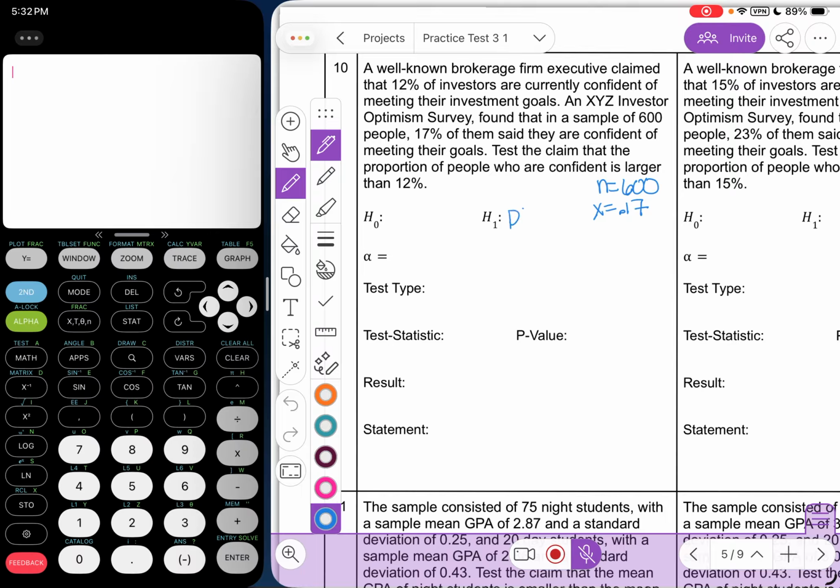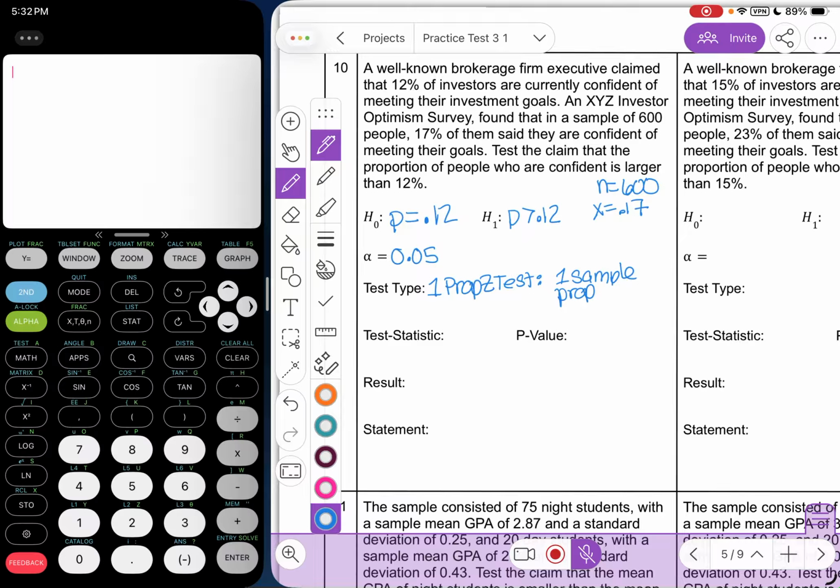So if we're trying to test that a proportion is larger than 12%, we're dealing with one sample and it's a proportion. So we're going to do a 1 prop Z test because we have one sample and it's talking about proportions. So if we want the proportion to be larger than 12, H naught is always the same number in equals. So H naught, P equals 0.12. H1 is P is greater than 0.12. It doesn't tell us a level of confidence, so alpha is 0.05.